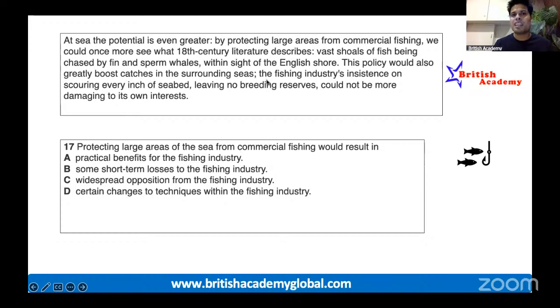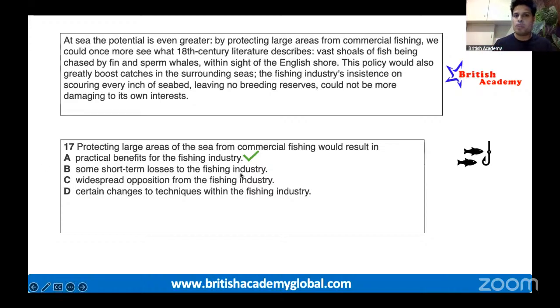Boost, increase the catch. The fishing industry's insistence on scoring every inch of seabed, leaving no breeding reserves, could not be more damaging to its own interests. So, when they tried to score, that is, pull out every inch of the seabed, leaving no reserves, that could be more damaging to them. So, what would happen if we protect them, guys? A, of course, practical benefits for the fishing industry because it could increase the catch. We would be able to see fishes that were long seen.